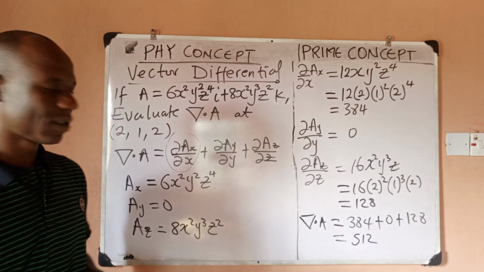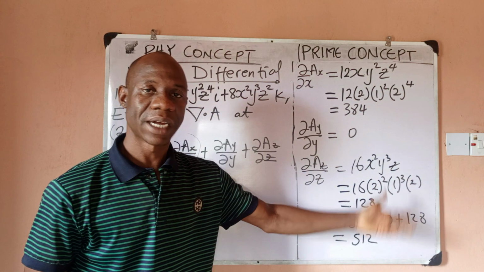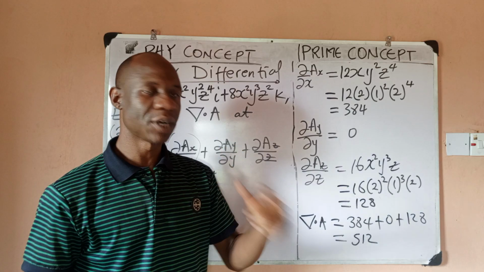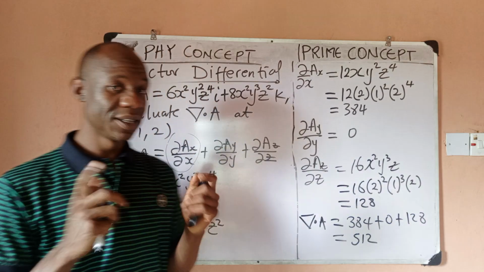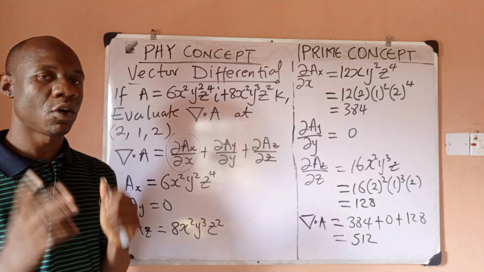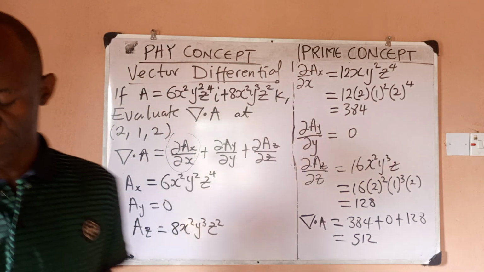And what have you noticed? You've noticed that our answer does not carry i, does not carry j, does not carry k. It means that divergence would always give rise to a scalar. So I believe it is still very clear to you. So very quickly, I want to look at a core problem so that the three of them will be complete. So let me drop the question.